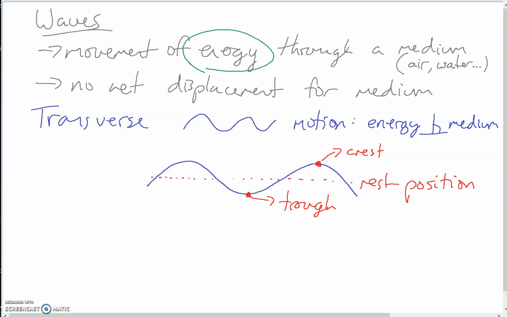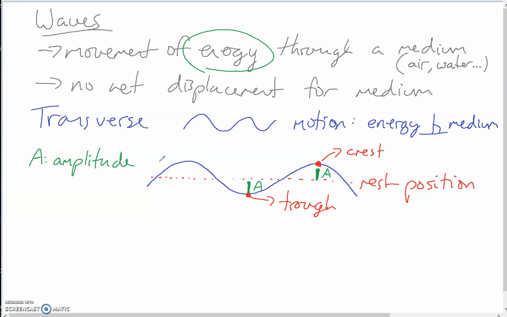Now, a couple other measurements that kick in is how far it goes from that rest position. That distance right there, and that distance right there. And that's often labeled with a capital A, and that capital A stands for amplitude. So that's the amplitude of the wave, how far it is from the rest position to the top or the bottom.